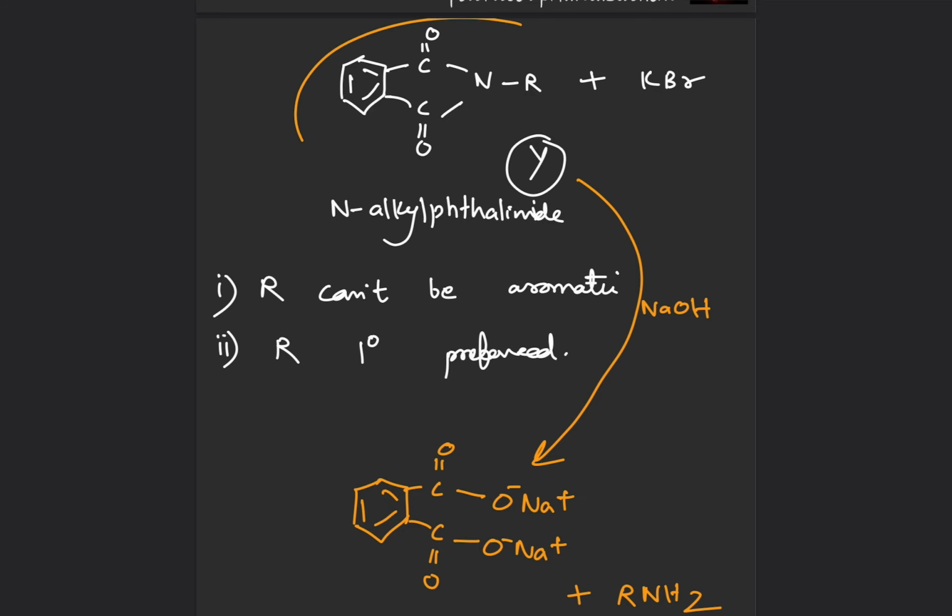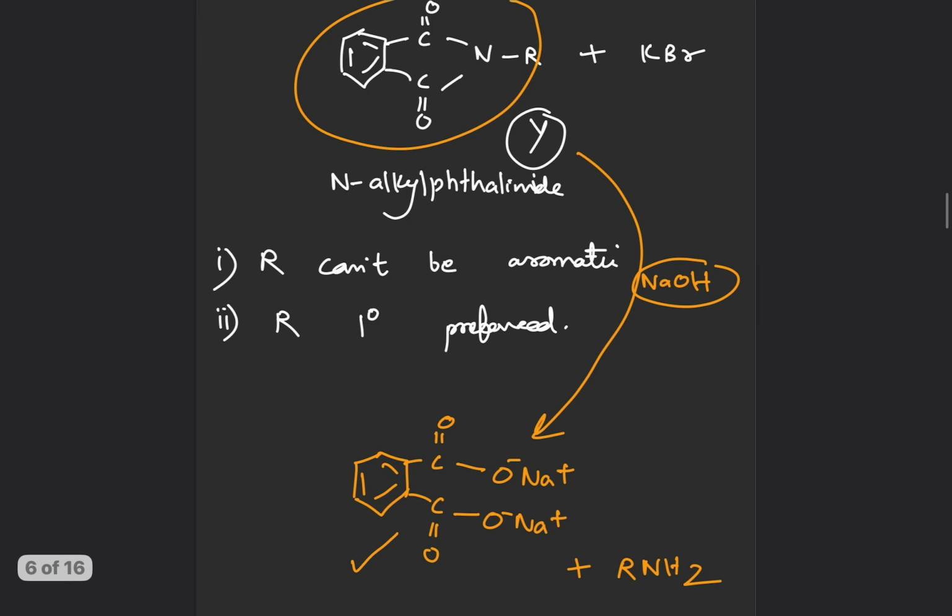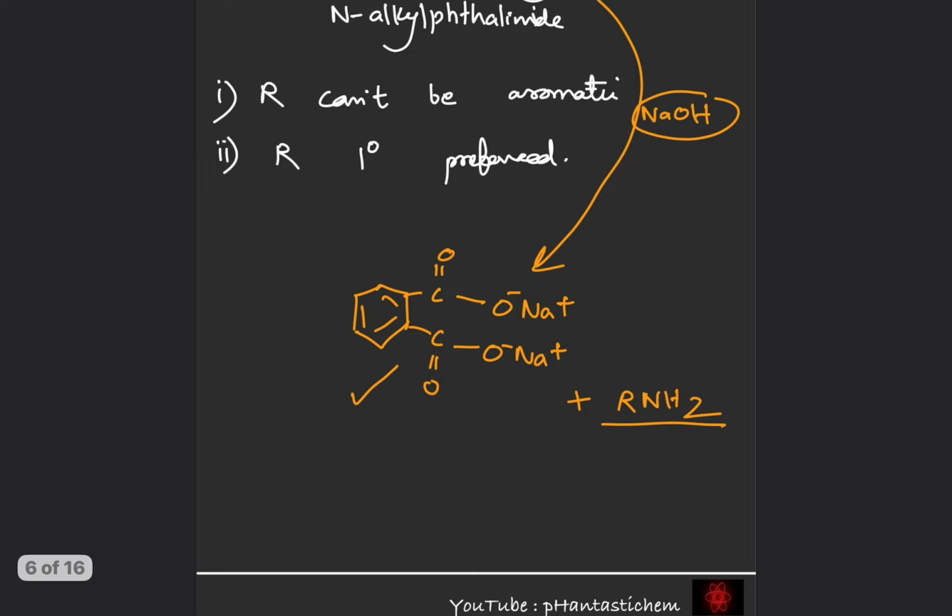Yes, so whenever Y is treated with NaOH, we'll be getting the sodium salt of phthalic acid and RNH2, where, since R is a primary group, it is a 1 degree amine, and it is non-aromatic because R cannot be aromatic. So this is a 1 degree non-aromatic amine. These are the conditions of the Gabriel phthalimide reaction. Okay, so now we can look into the options one by one.